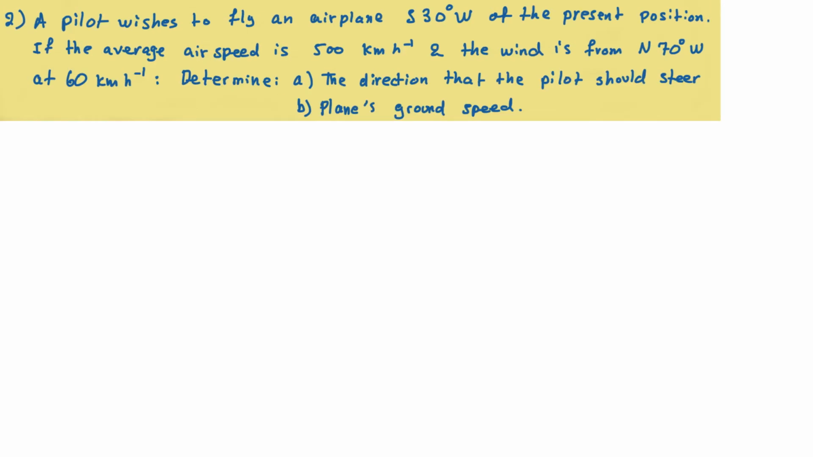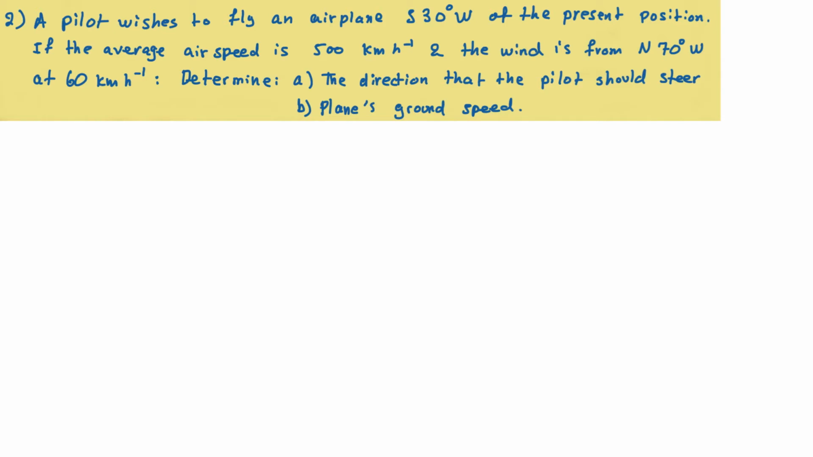Okay, in this question we've got a pilot who wishes to fly an airplane south 30 degrees west of the present position. If the average airspeed is 500 kilometers per hour and the wind is coming from north 70 degrees west at 60 kilometers per hour, determine A, the direction that the pilot should steer, and B, the plane's ground speed. This question has a lot of information, so we kind of have to break it down.